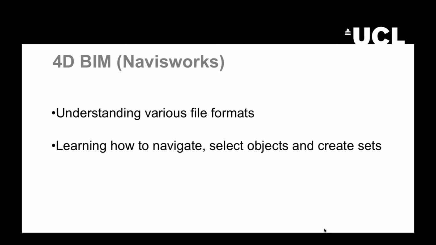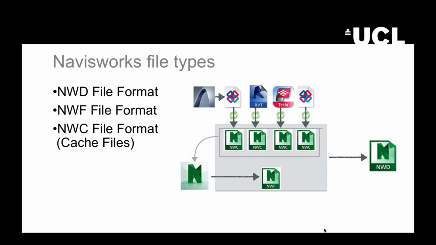Well, in preparation for the workshop that we will have next Tuesday, you need to achieve these two objectives. The first one is to understand the different file formats that you have in Navisworks, and the most important one is to learn how to navigate, select objects, and create sets in Navisworks. In Navisworks, we can distinguish three types of file formats: the cache files, which are the NWC, the NWF, and the ad hoc Navisworks documents, which are the NWD.